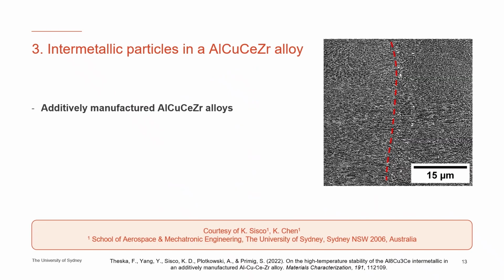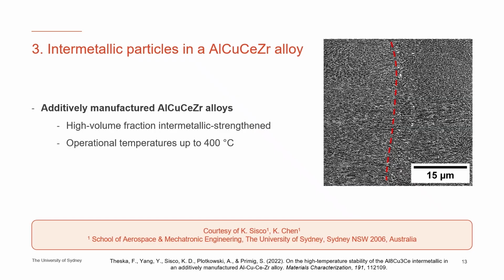In this third case study on intermetallic particles in an aluminium, copper, cerium, zirconium alloy, we are going to take a somewhat different approach. This material has been additively manufactured to produce a high volume fraction of intermetallic particles. You can see that in the right-hand side micrograph, where the intermetallic phase in bright forms dense networks. This allows operational temperatures of up to 400 degrees centigrade.